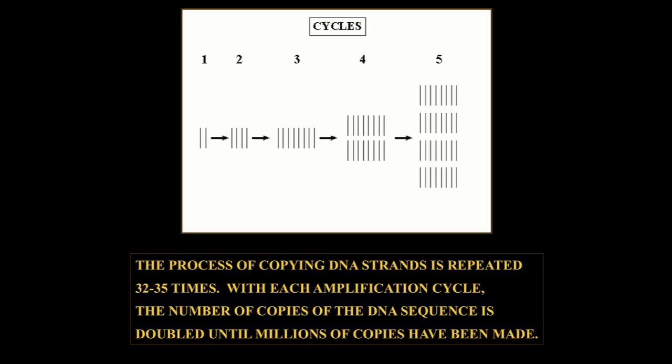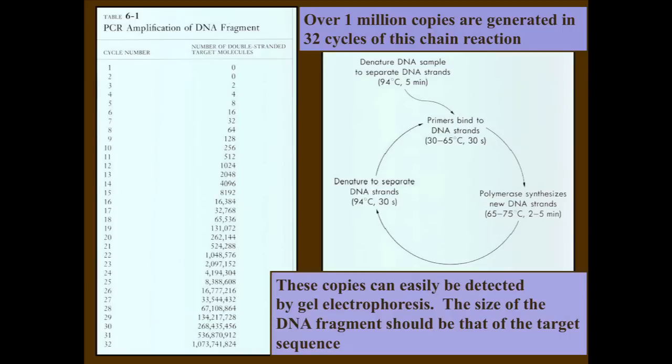And as you can see, this equipment does not take up very much space, and in fact can be in a mobile unit. So over 1 million copies are generated through the 32 cycles of the PCR chain reaction, and these copies then can be easily detected in gel electrophoresis according to their size. So as I said, they will migrate towards the positive pole of the gel, separating them by their size then.